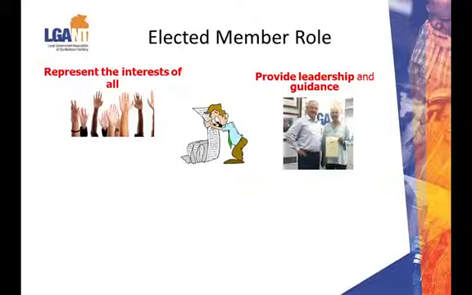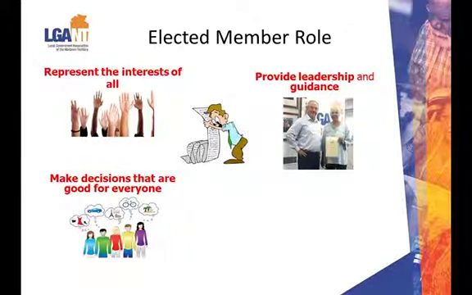An elected member needs to make decisions that are good for everybody. This means participating in discussions and debates in council meetings and being involved in community activities. This is a balancing act. It means making decisions that are in the best interests of everybody. People may not like the decisions, you may not like it, but it means making the decisions that are right for all.